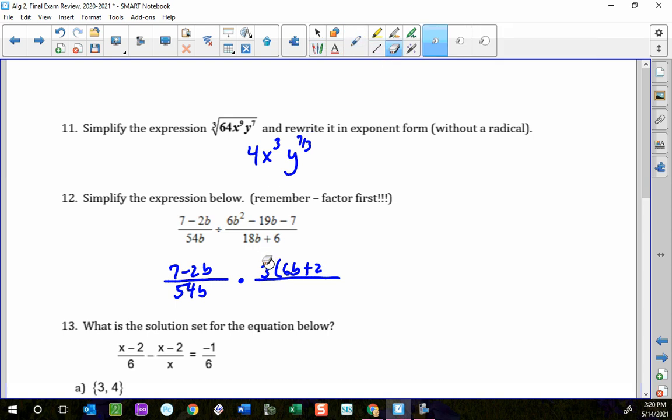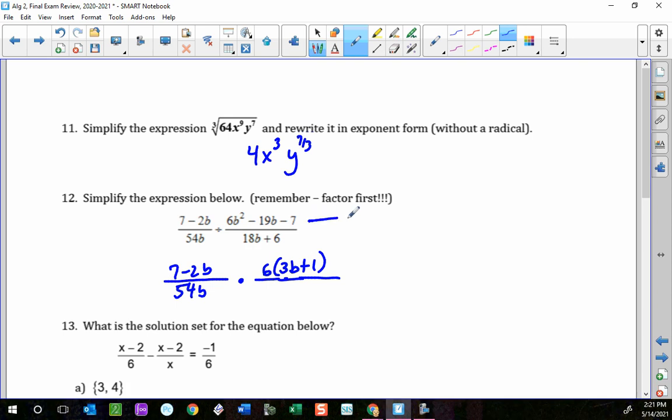Oh, bigger than 3. Better, better, better. So I should be taking a 6 out, not just a 3. Alright, so take a 6 out. That would leave me 3b plus 1. So I noticed that when I was only taking a 3 out, it was still having a 2 in common. That's why I took a 6 out.